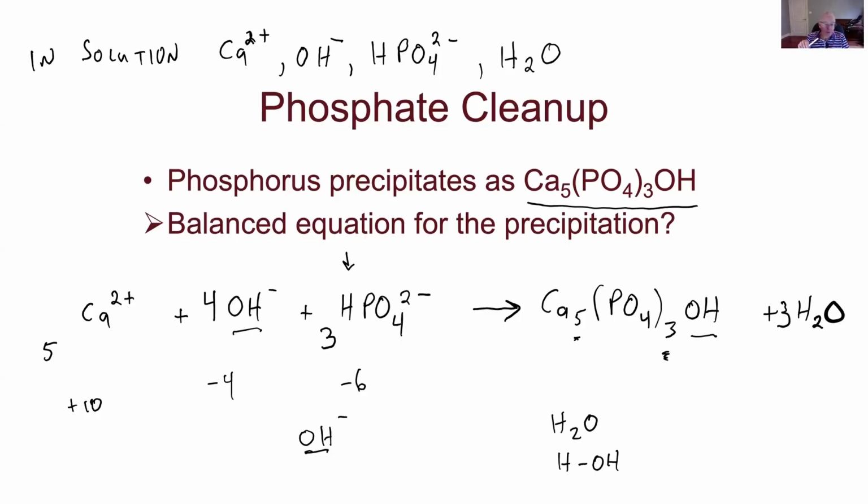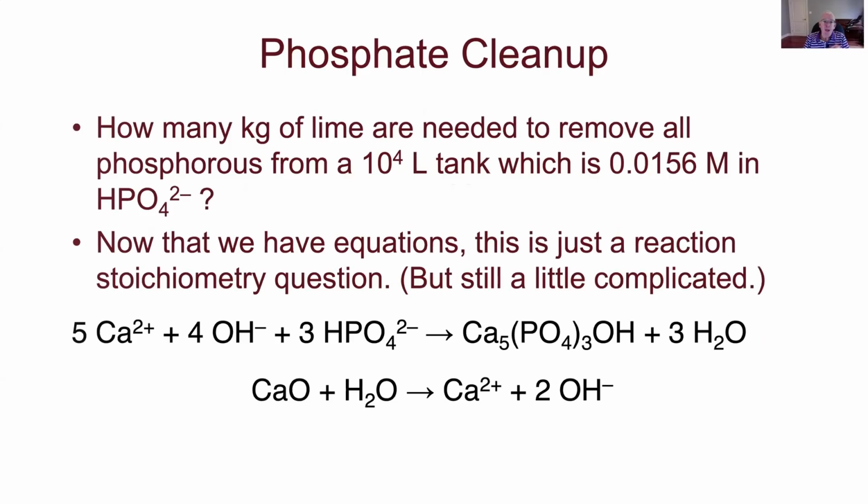Now we've got the equations, right? So now we have a stoichiometry problem. It's still a little complicated, I will say. So this is the original problem statement, right? How many kilograms, how much lime do I need? That's the question, right? It's a stoichiometry problem because stuff is reacting and because it's asking how much lime do I need, right? And the thing I know is the volume and the molarity for my original phosphate ions, right? So that's where I'm going to start the calculation.